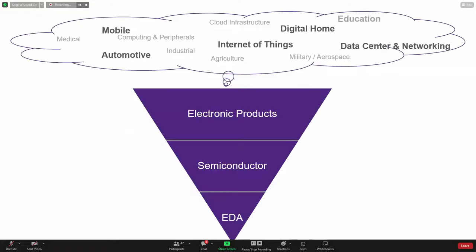Okay. This gives you a better view of where this industry is and what is the role that we play in this industry. So we have EDA, which is electronic design automation, and then we have the semiconductors, which are the ICs, and then you have electronic products, the electronic appliances that typically you all use. So they cover the many areas that I mentioned previously.